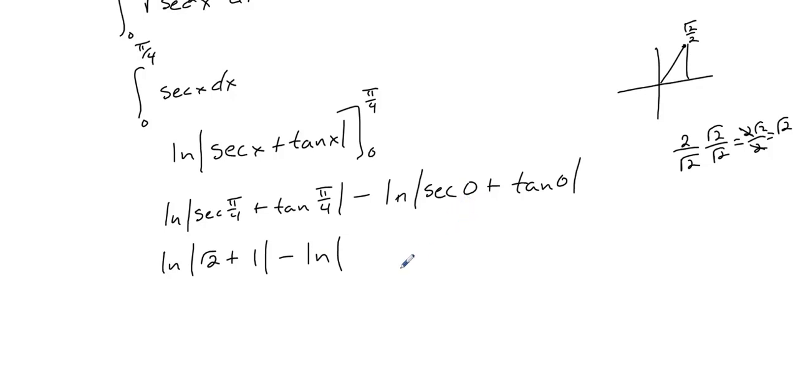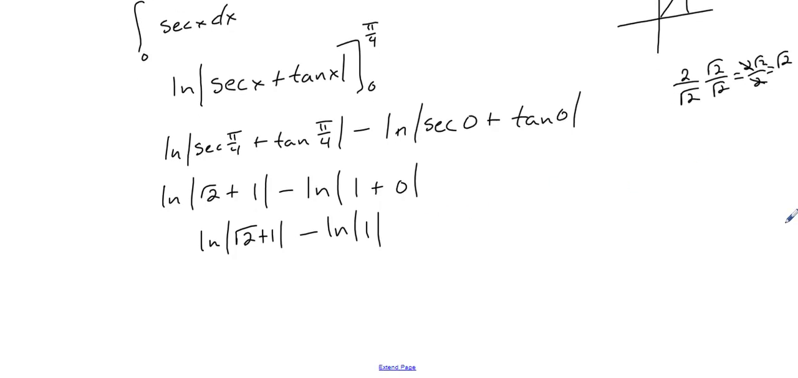Cosine 0 is what? So the reciprocal of 1 is 1. So natural log 1 plus tangent of 0. Tangent is sine over cosine. What's sine of 0? 0. So that means tangent of 0 is 0 also, right? So natural log, absolute value, root 2 plus 1, minus natural log of 1. Let's keep going with that. What's natural log of 1? That's 0.